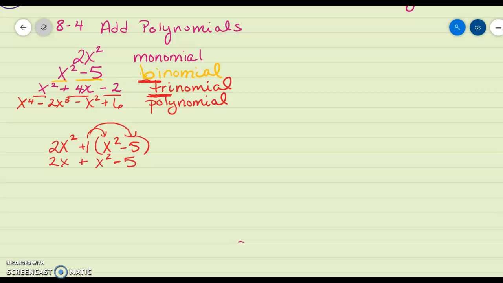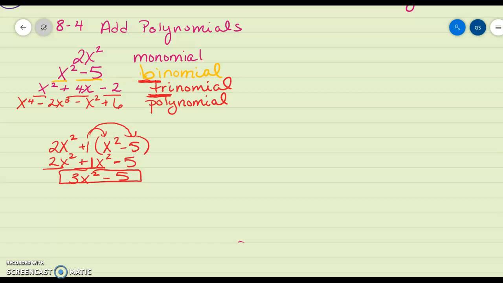Now I'm going to bring down the rest. So now I have 2x squared and x squared. Well, those can be combined. You remember combining like terms, right? It's 2x squared, and this is 1x squared, so that's 3x squared, and then minus 5. And now you have the sum of a monomial and a binomial.